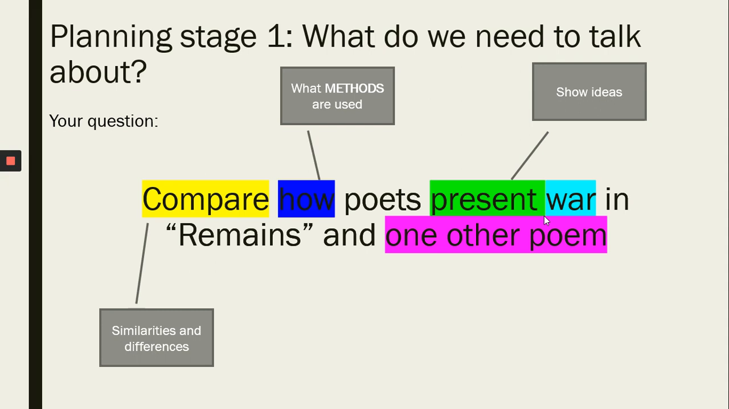And that's why I've highlighted war and one other poem, because war is our focus, and if you don't write about one other poem, you do not get anywhere near the amount of marks you should. I believe they cap you at something like 6 out of 30 if you do not write about both poems. You don't have to write about them in equal amounts, and you don't have to focus on the poem that they've given you. You can focus on a different poem and just tap in with Remains, but that's entirely up to you.